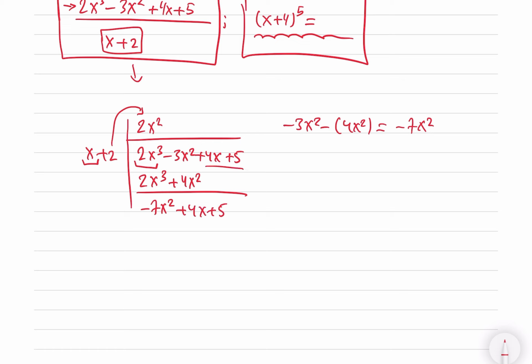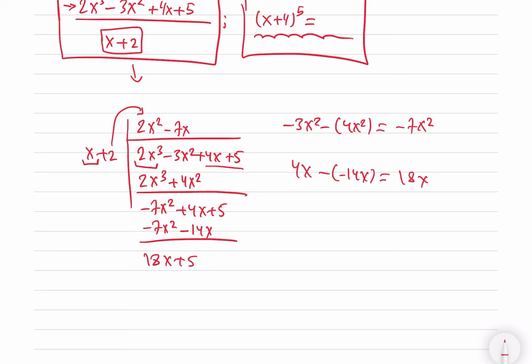Now what number do I multiply by x gives me negative 7x squared? Isn't it simply negative 7x? So x by negative 7x is negative 7x squared. Then 2 by negative 7x is simply negative 14x. There you go. So negative 7x squared and negative 7x squared do cancel out. 4x minus negative 14x equals 18x, right? So now I have 18x added to 5.